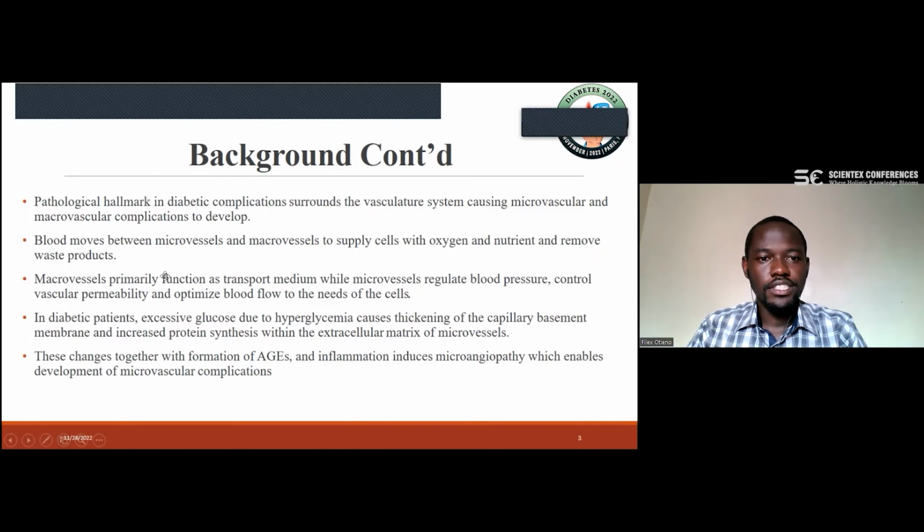And we know microvessels control blood pressure, while macrovessels function as transport vessels. In diabetic patients, excessive glucose resulting from the hyperglycemia causes thickening of the capillary basement membrane and an increase in protein synthesis within the extracellular matrix of microvessels. This, together with the glycated end products and the ongoing inflammation, causes dysfunction of the microvessels, and this enables microvascular complications to ensue.